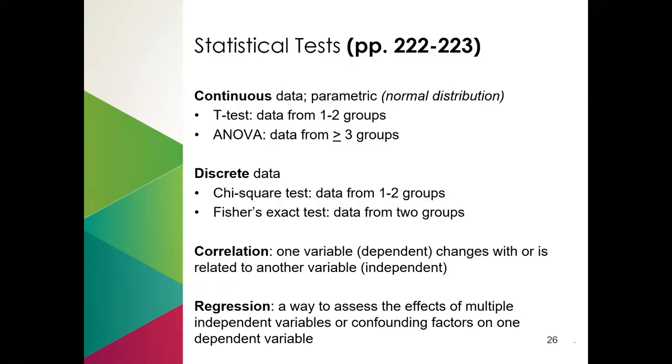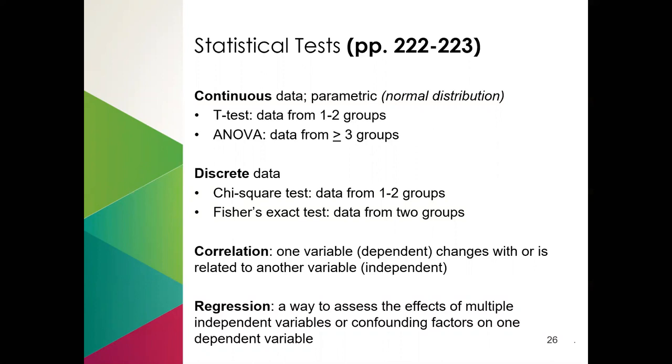The types of statistical tests that you're going to choose to analyze your data with depend on the type of data and how many groups you're comparing. So if you have continuous data with a normal distribution, you use a t-test. You can use a t-test if you have data from one group or two groups you're comparing. And if you have 3 or more groups that you're looking for differences in, you can use ANOVA. For discrete data, the chi-square test is appropriate if you have 1 or 2 groups, and Fisher's exact test can be used for comparing 2 groups.